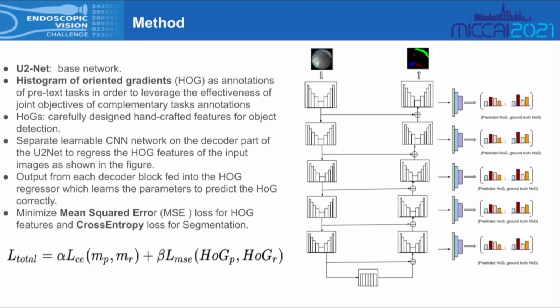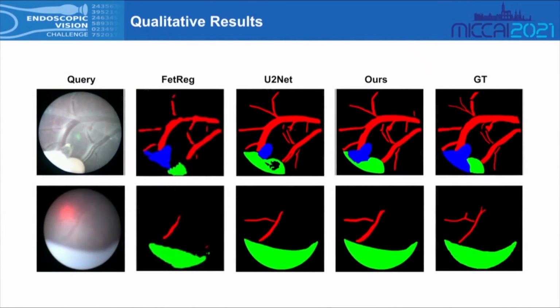The output from each decoder block is fed into the HOG regressor, which learns the parameters to predict the HOG correctly. We jointly minimize mean square error for loss of HOG features and cross entropy loss for semantic segmentation. Here is the qualitative comparison of our results with that of other methods. Thank you.